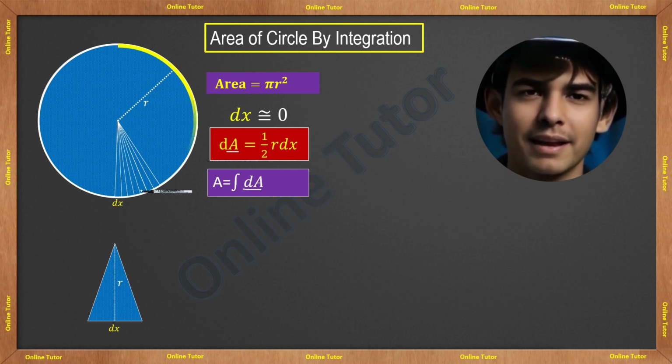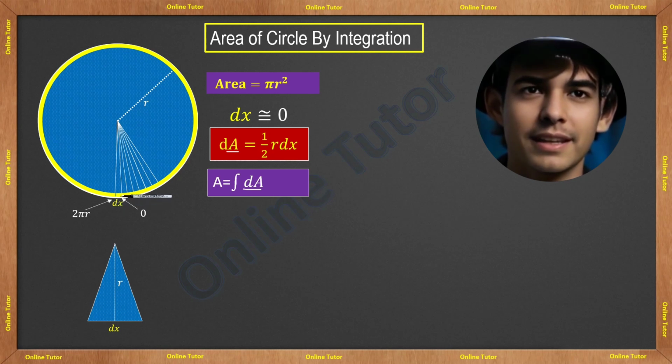So I have to add up all the triangles which are on the circumference of this circle, because this dx is along the circumference. It will move through this circumference. So what will be the value of x when I start from this place? Because dx is almost 0, here the value of x will be 0. And when I go through all this place and reach here, the value of x will be 2 pi r, because the length of this circumference is 2 pi r.